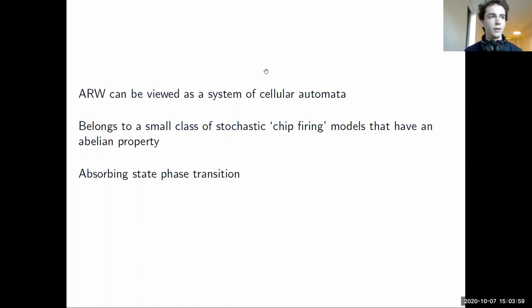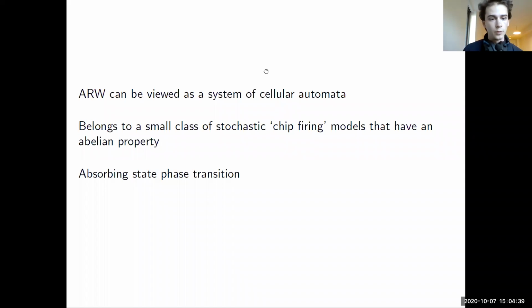So why is this interesting from a mathematical perspective? This belongs to a relatively small class of models that has a particular abelian property. And you can view it as a kind of cellular automaton. So what's that? You imagine that at each site of the graph, you have a little robot, some black box operator that takes particles as input and then uses some function that can maybe be random to decide when to spit out the particles.